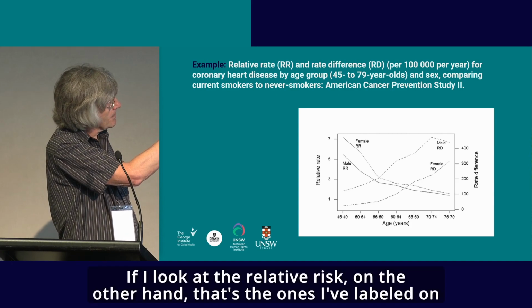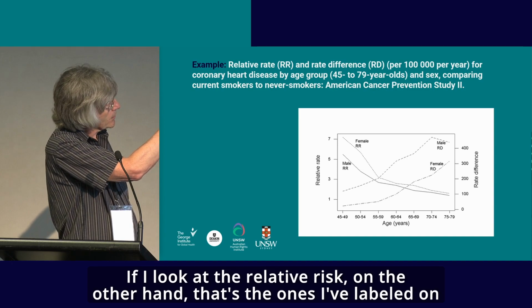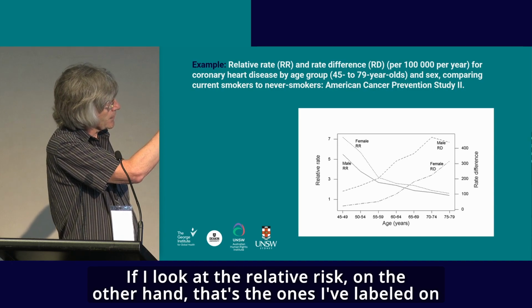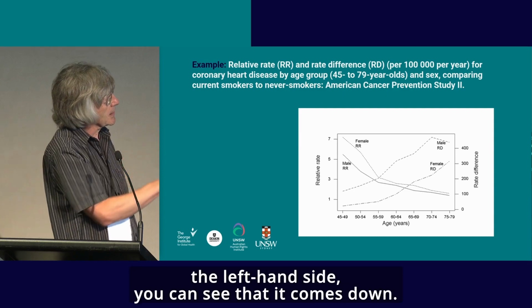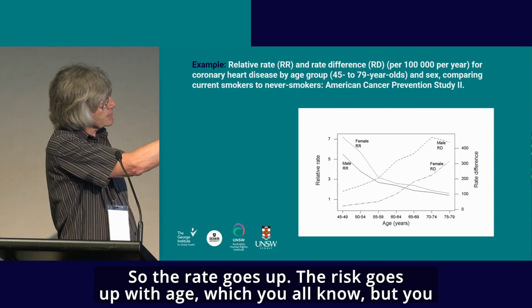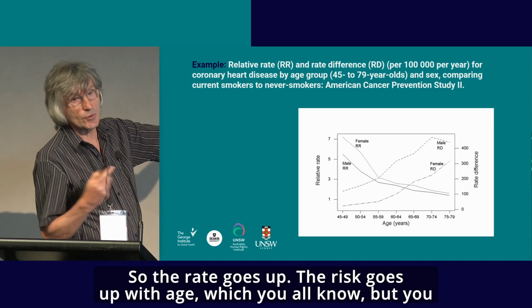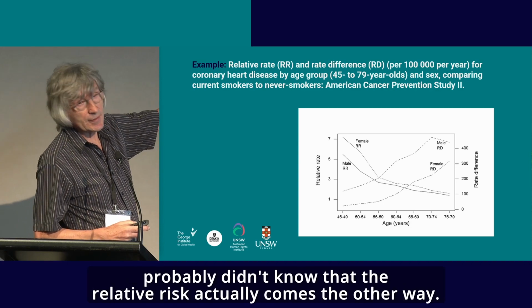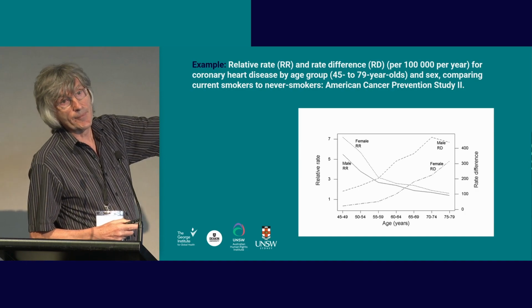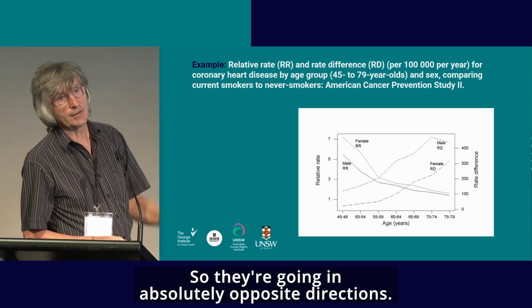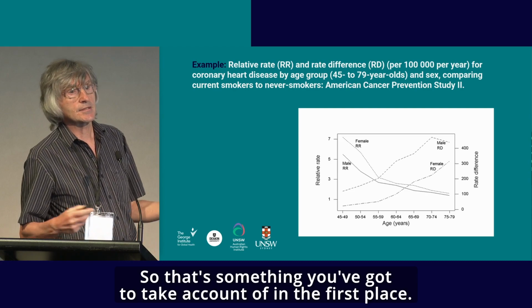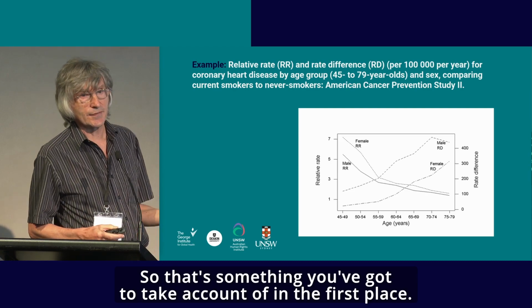If I look at the relative risk, on the other hand, that's the ones I've labelled on the left-hand side, you can see that it comes down. So the rate goes up, or risk goes up with age, which you all know, but you probably didn't know that the relative risk actually comes the other way. So they're going in absolutely opposite directions. So that's something you've got to take account of in the first place.